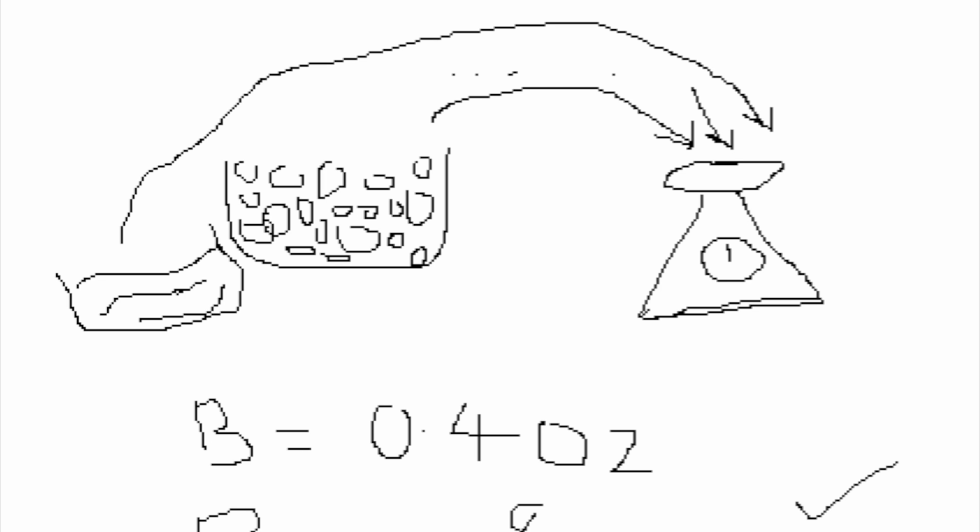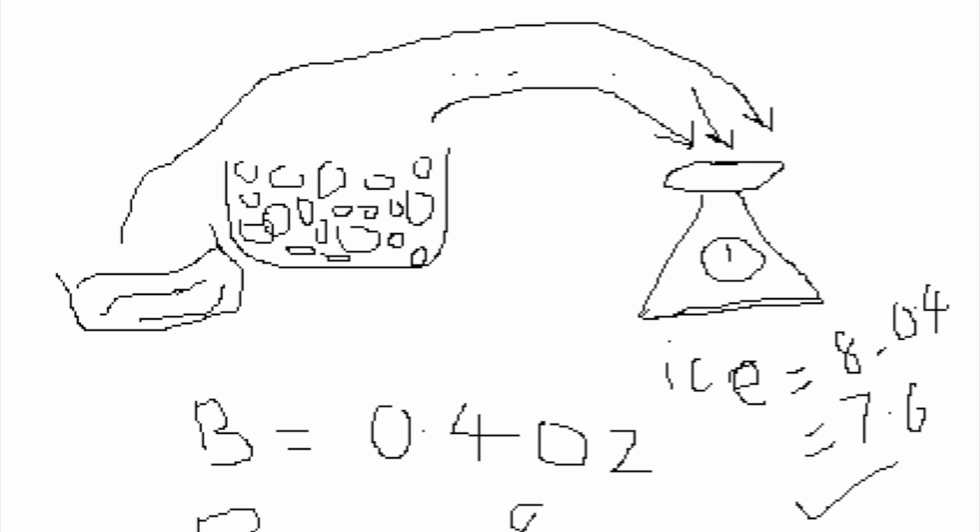So now the question is, what is the weight of ice? The weight of ice is going to be equivalent to, guess what? 8 minus 0.4. And if you do that, what's that going to give you? 8 minus 0.4 is going to be 7.6 ounces.